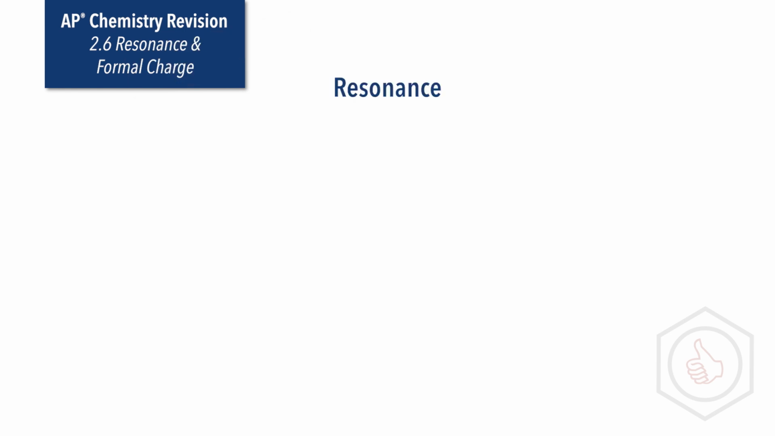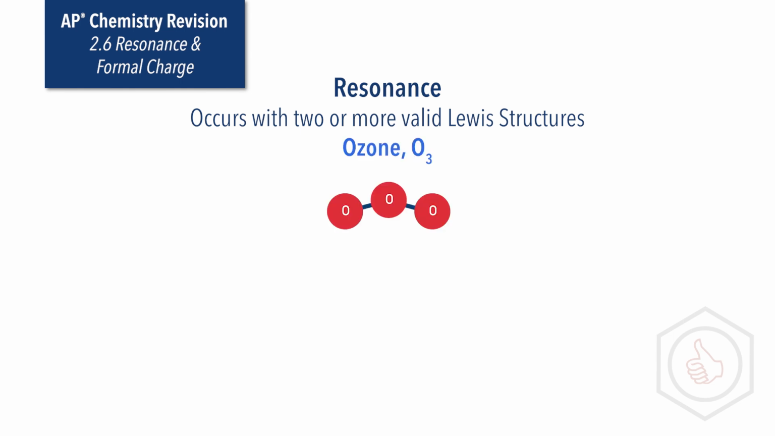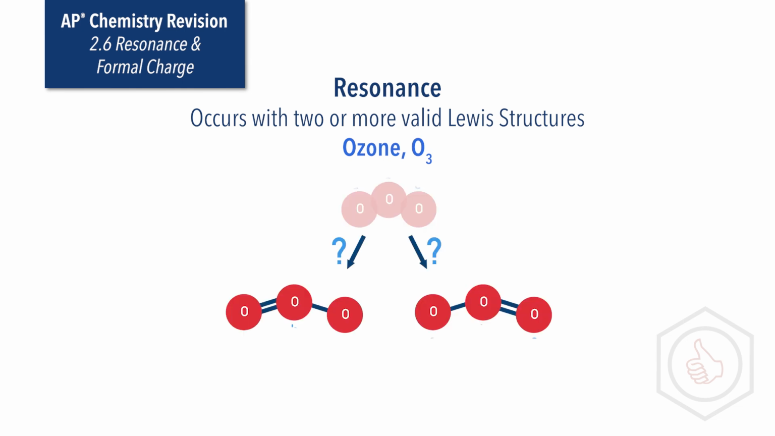Resonance occurs when two or more valid Lewis structures can be drawn for a molecule by moving electrons only, never the atoms. These are called resonance structures. For example, when drawing a Lewis diagram for the molecule ozone, O3, we end up with two valid structures. If we label each oxygen as A, B, and C, we can see that in the first structure we have a double bond between oxygen A and B and a single bond between oxygen B and C. And in the second possible Lewis structure, we have a single bond between oxygen A and B and a double bond between oxygen B and C.